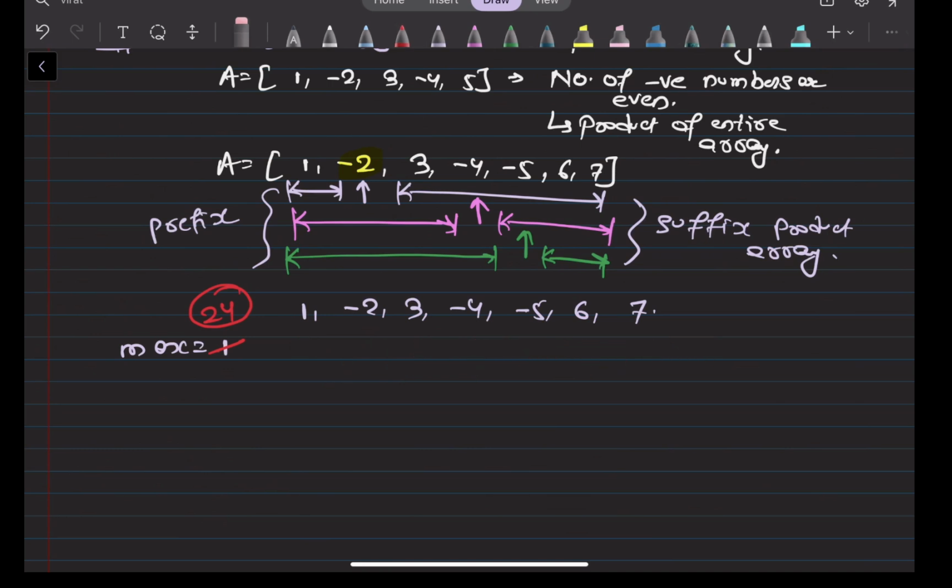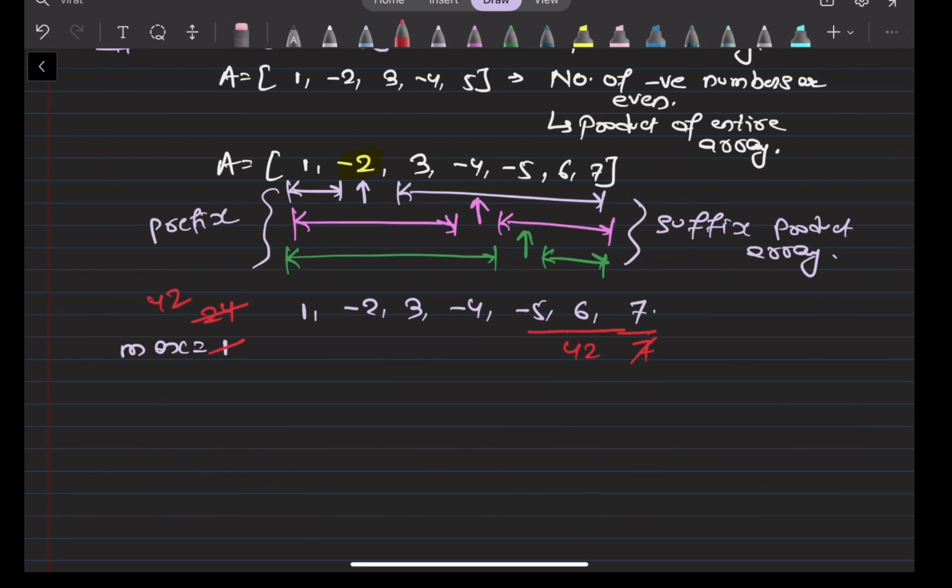So if we start from the suffix, I will start from 1, so I will get 7. Now I will consider this 6 also, then my answer will be 42. Now when we get 42, I will see that it is greater than our maximum. So can I update my maximum to 24? Yes, sorry, 42. Yes, we can update in this case.